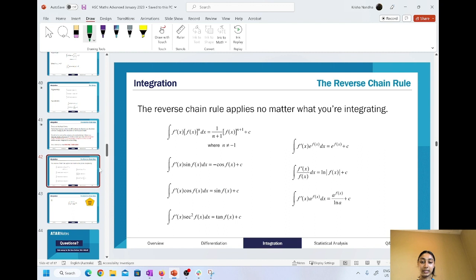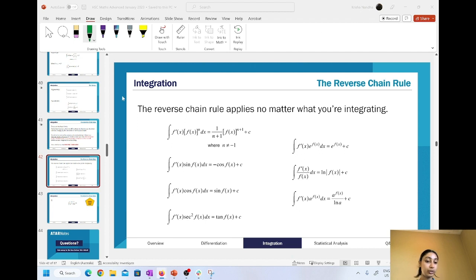Okay. Now this is everything that the reverse chain rule has. If you wanted to take a screenshot of that, you can. If not, a lot of these things are in the formula sheet on page 3, right-hand side. You'll see it all. But yeah, we will move on to a Slido question.